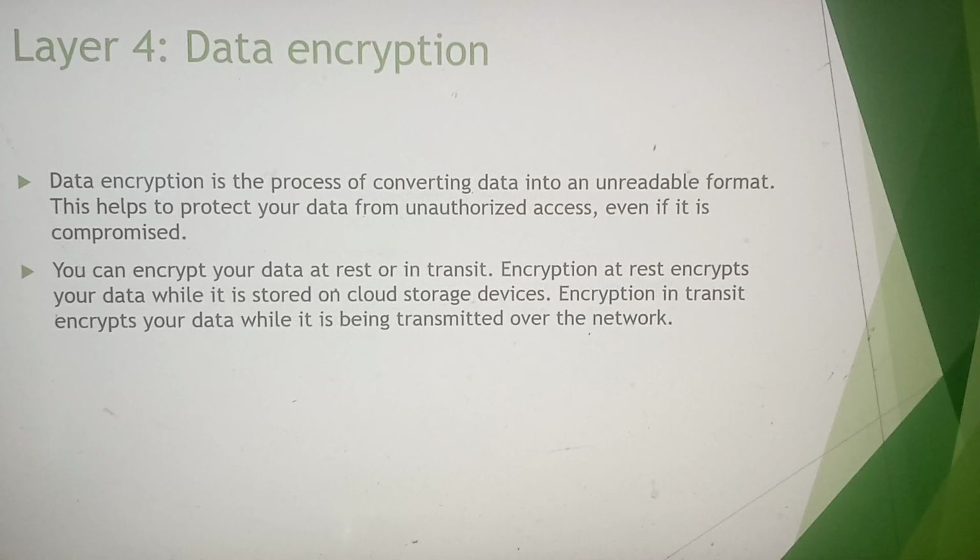Layer 4, Data Encryption. Data encryption is the process of converting data into an unreadable format. This helps to protect your data from unauthorized access even if it is compromised. You can encrypt your data at rest or in transit. Encryption at rest encrypts your data while it is stored on cloud storage devices. Encryption in transit encrypts your data while it is being transmitted over the network.